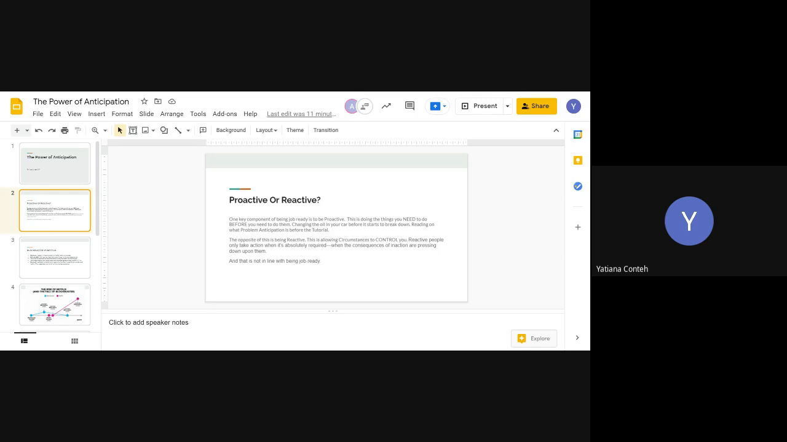Anyway, looking at the slide, now we already know what anticipation is. Now, when you're trying to be job ready, this is a skill that is very necessary, being proactive, okay? But it does not come as easy to everybody, okay? Some of us naturally are proactive, others are reactive, but in the world of work, the skill that we really need to harness is being proactive. One key component of being job ready is being proactive, okay? What does this mean?